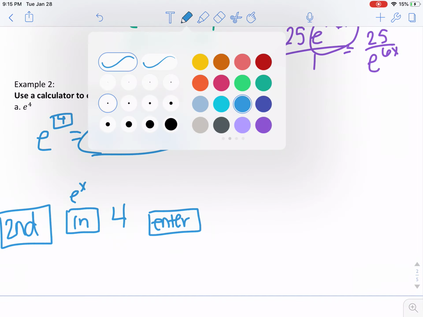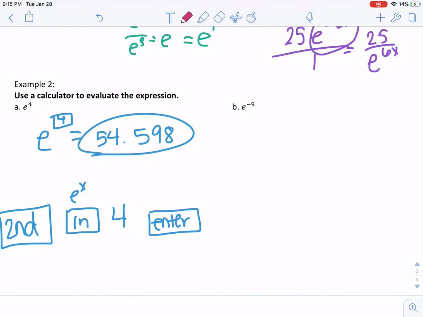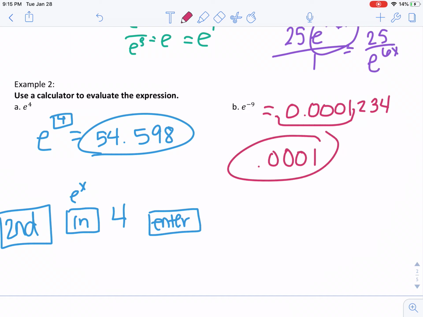Okay, part B is e to the negative 9. So what we're going to type in, same thing: second, natural log, negative 9, hit enter. And when you do that, that gives you 0.000123. I don't need that many decimal places, but if I'm telling you to round to 3 decimal places, you round to 3 and you're going to end up with 0. So go ahead and round to 4 just to give you a number, so 0.0001, and that's good enough for me.